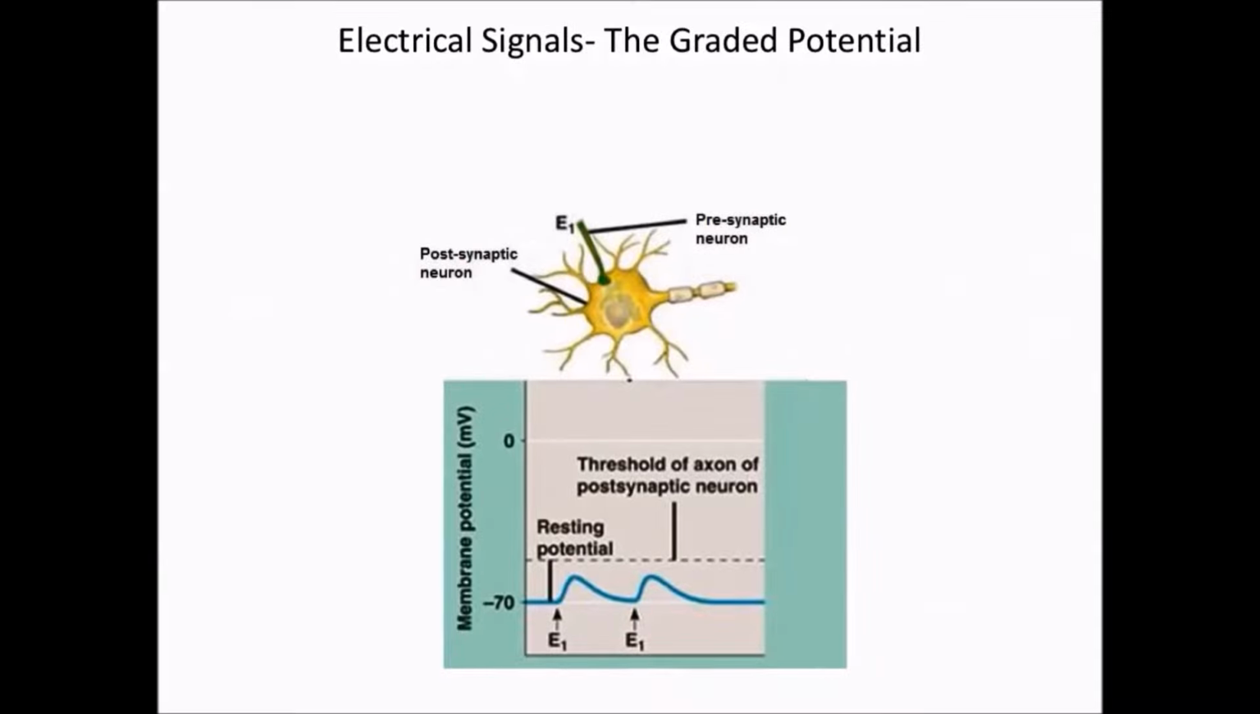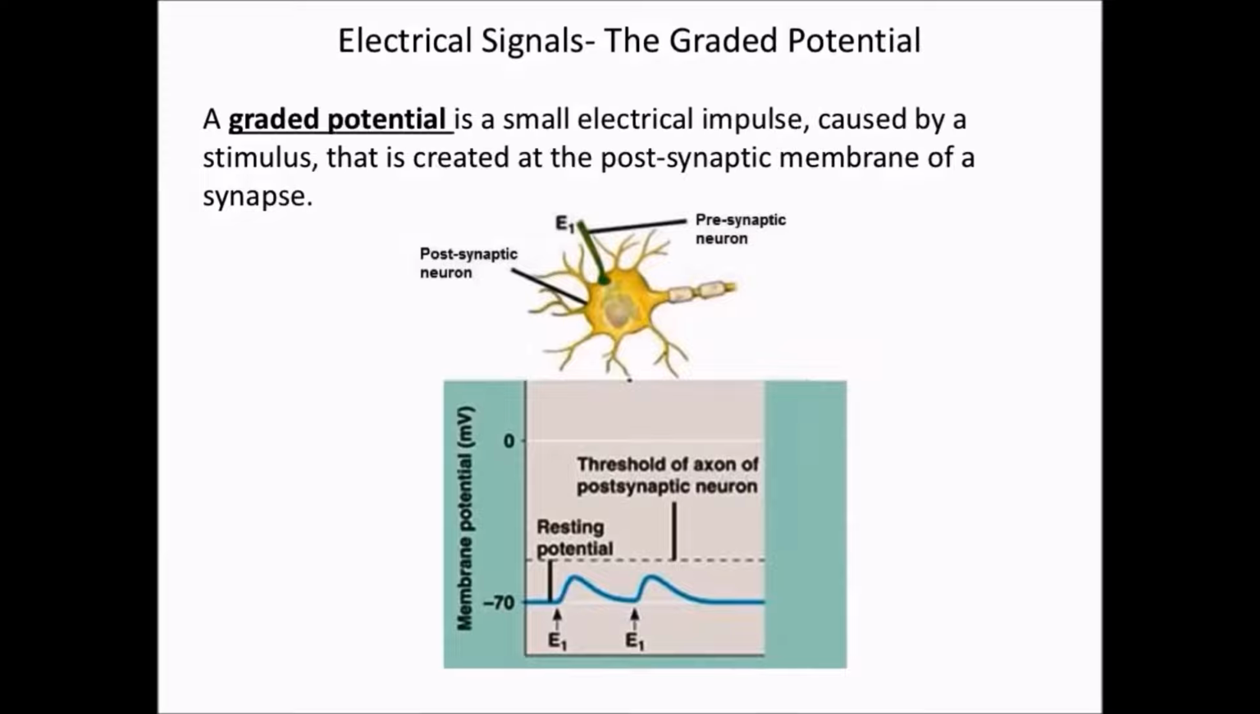The next type of potential that we will discuss is the graded potential. A graded potential is a small electrical impulse caused by a stimulus that is created at the postsynaptic membrane of a synapse. So looking at this illustration of a synapse between two neurons, you have E1, which is the presynaptic neuron, and you have this yellow neuron, which is the postsynaptic neuron. When E1 sends an electrical impulse to the postsynaptic neuron, what's registered on the graph is this tiny little hump. This tiny little hump is the graded potential.